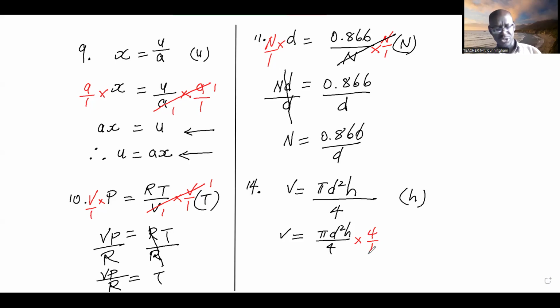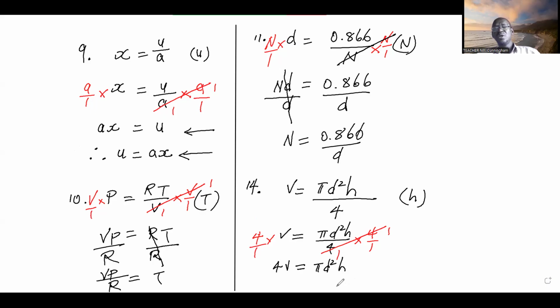All right, if you got knocked off, please be quick and log back in. All right, so the 4s will cancel here. 4 into 4, 1, 4 into 4, 1. It doesn't cancel on this side, people. So this becomes 4V, sorry, 4V is equal to pi D squared H.